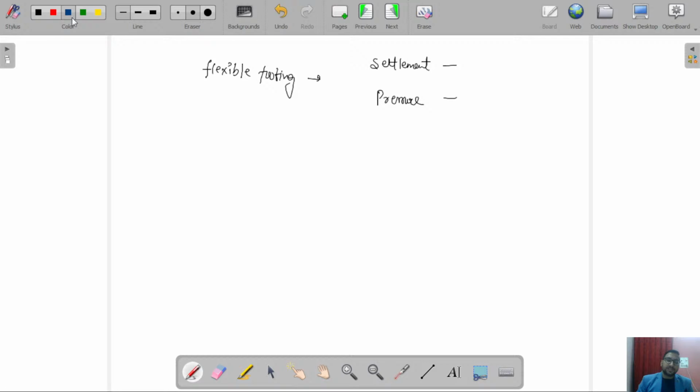आपके सेटलमेंट और प्रेशर में से कौन सी वैल्यू यूनिफॉर्म रहेगी और किसमें आपको वेरिएशन देखने को मिलेगा? If it is a flexible footing, settlement will vary. Okay, so here you will find variation. Whereas pressure distribution will be uniform.